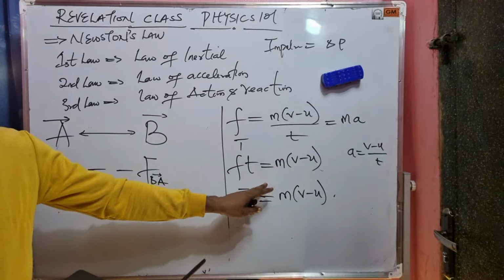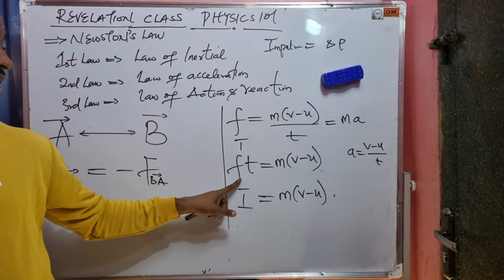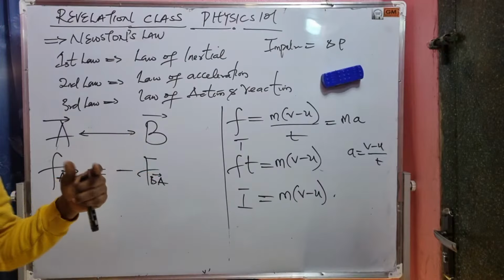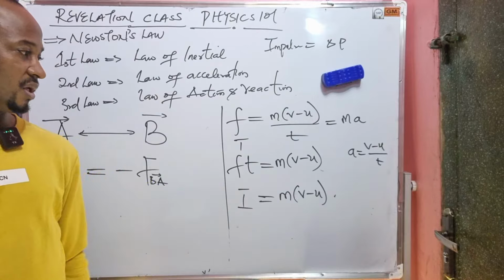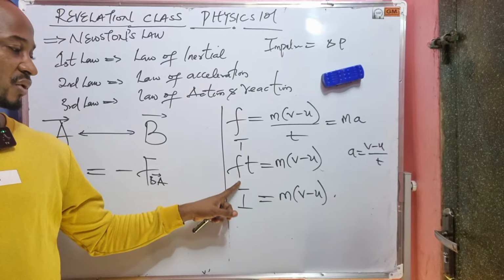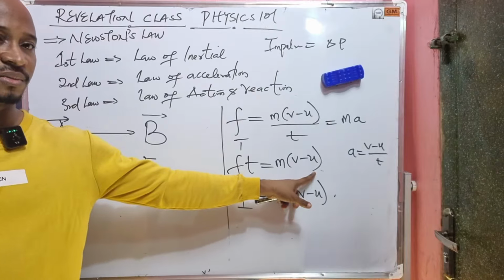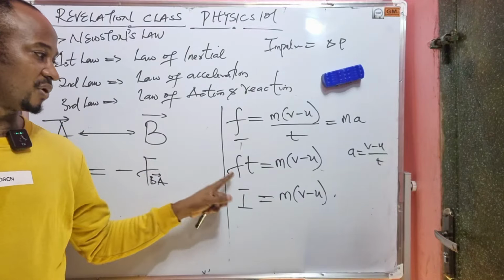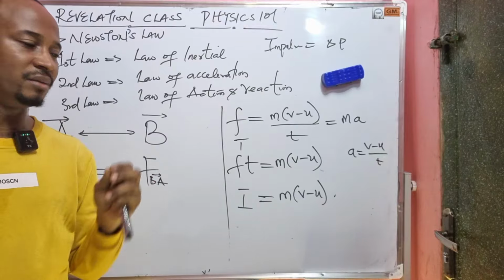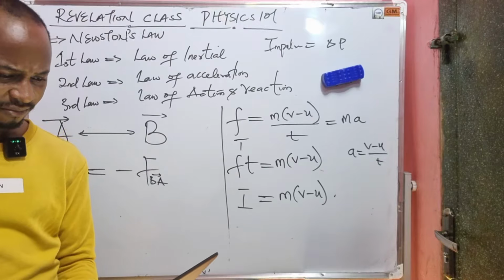We have already done that before. If you are just coming, please make sure you visit this video. This is the proof here that, from Newton's second law of motion, we have been able to prove that impulse equals change in momentum. Impulse is the product of force and time. So impulse can be defined in two ways. The product of force and time. Number two, impulse can also be defined as change in momentum of a body.